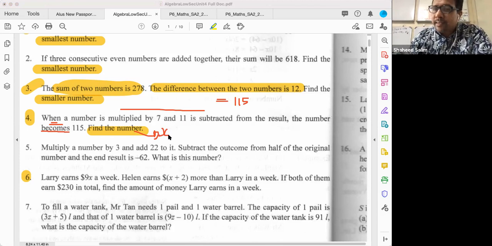But the question doesn't say that. Yes, algebra means you can let it be x, y, whatever. So now you see, when x is multiplied by 7 and 11 subtracted from the result, the answer is 115. Can you write down what it is? Okay, we go step by step. We take this first part. What is the answer? x multiplied by 7.